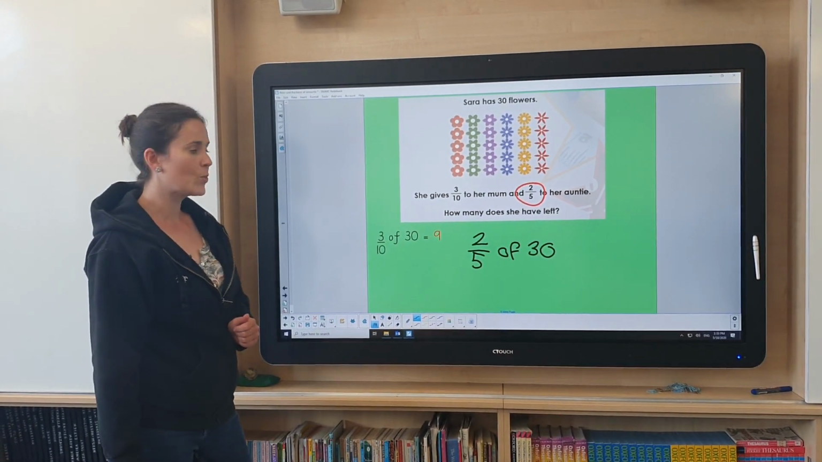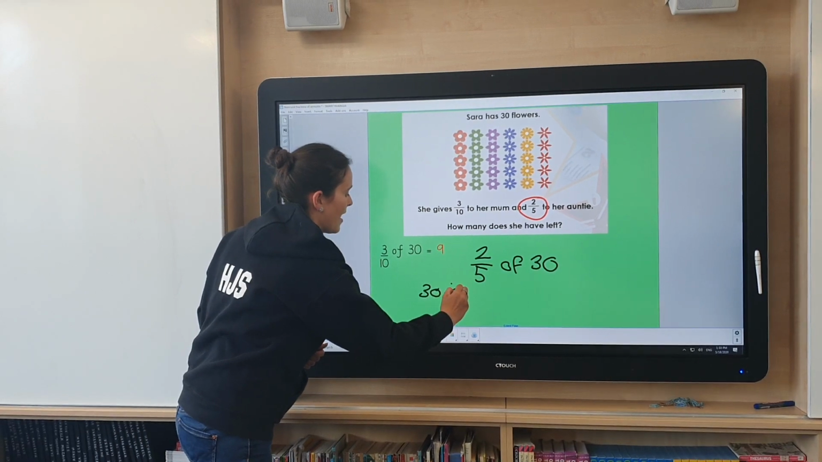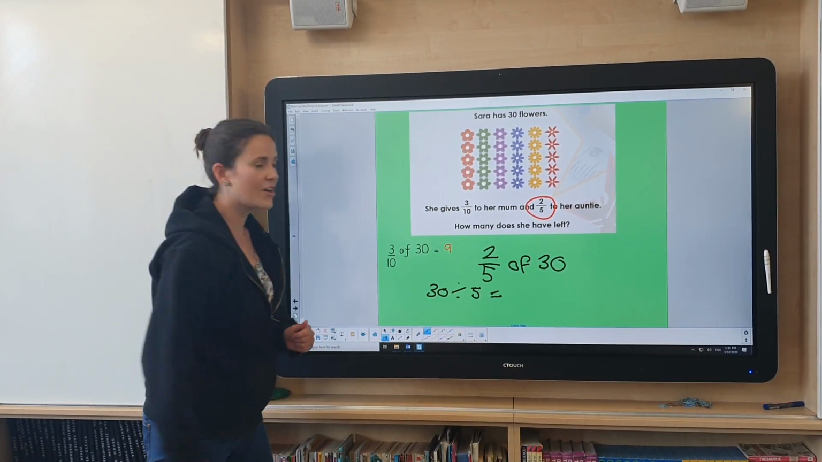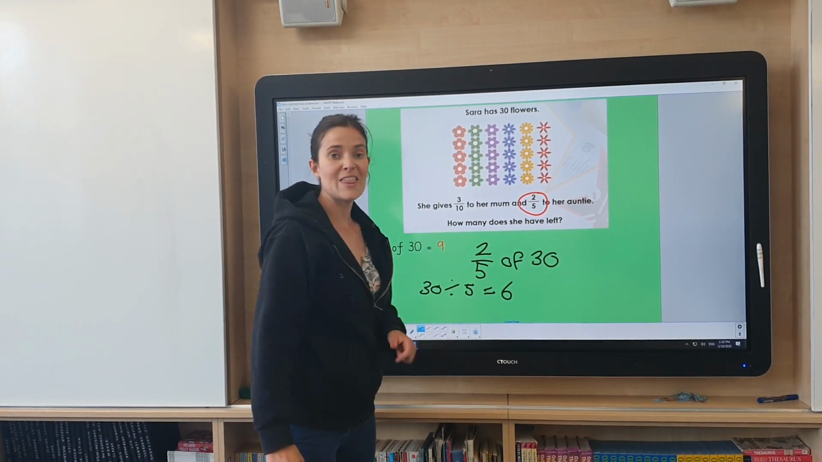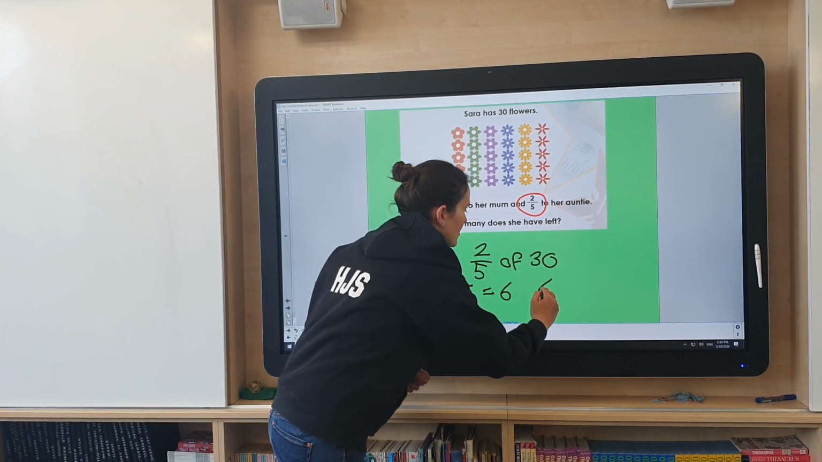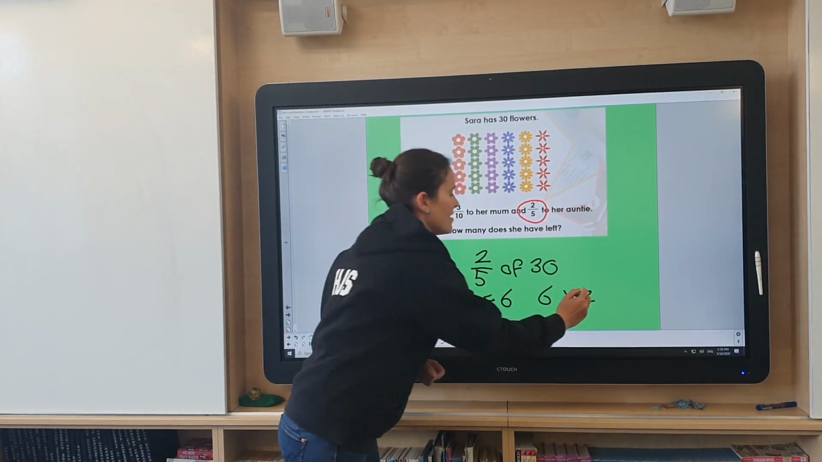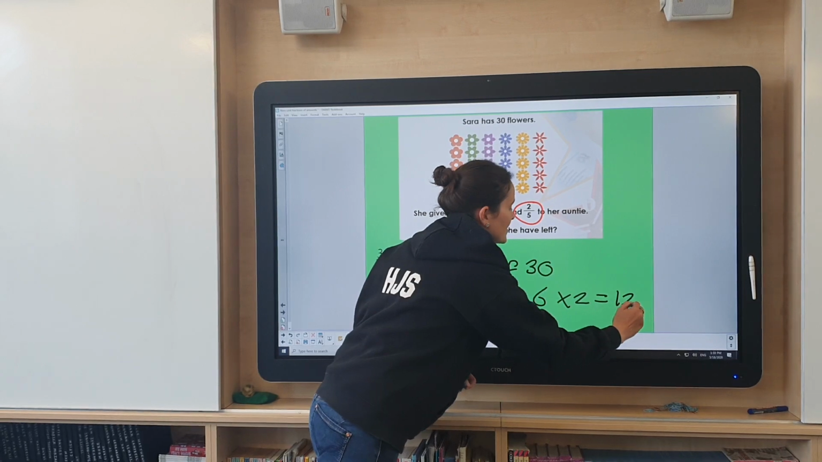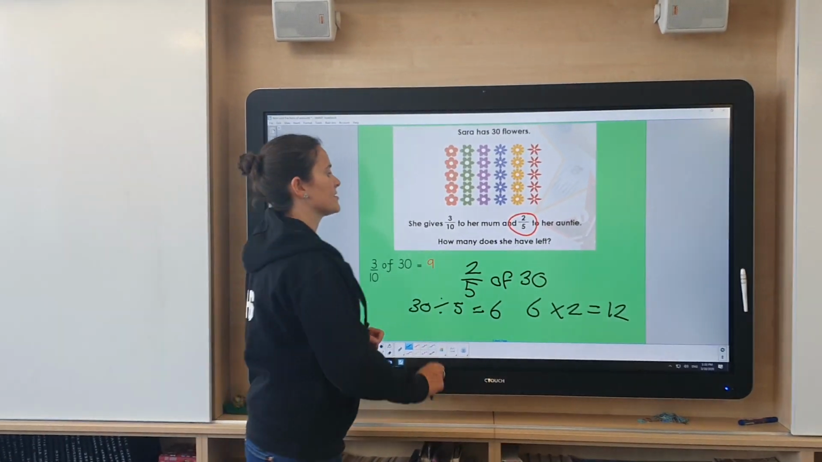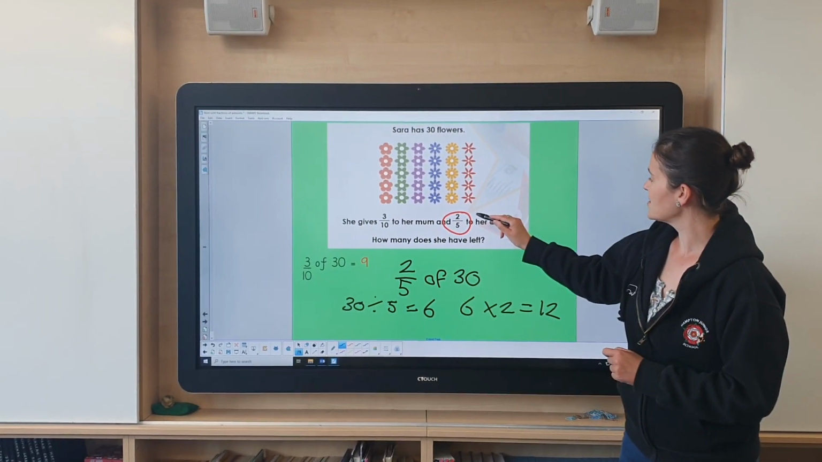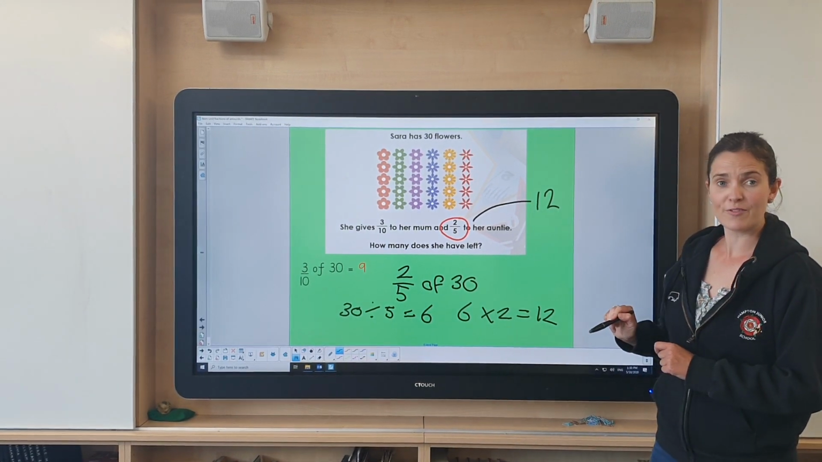And to do that, we divide 30 by our denominator, and 30 divided by 5 gives us 6. And then we take our answer 6 and we times it by 2 because that is our numerator, and 6 times 2 gives us 12. Okay, so we know that 2/5 of the flowers that were given away is 12 flowers.